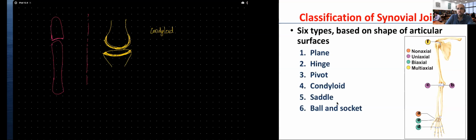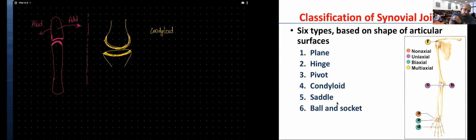So what kind of movements can you perform between this concave and this convex articulating surfaces? You can move towards the midline. You can perform adduction. You can move away from the midline. You can perform abduction. So if I'm standing in an anatomical position, palms are facing forward, my finger can move away from the midline or towards the midline. Abduction, adduction.